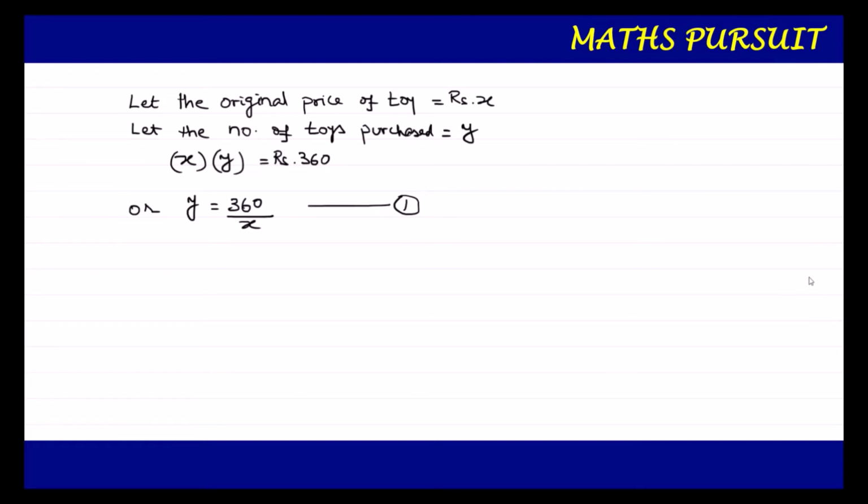So guys, what I did, we just multiplied the cost of the toy with the number of toys, and that is equal to Rs.360. This is what is given in the question as 360. And from that I derived Y is equal to 360 upon X. This is what we got.